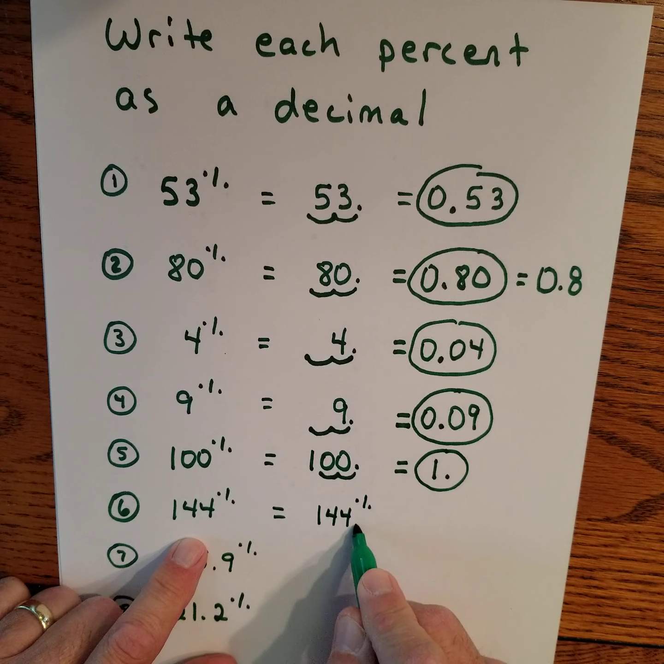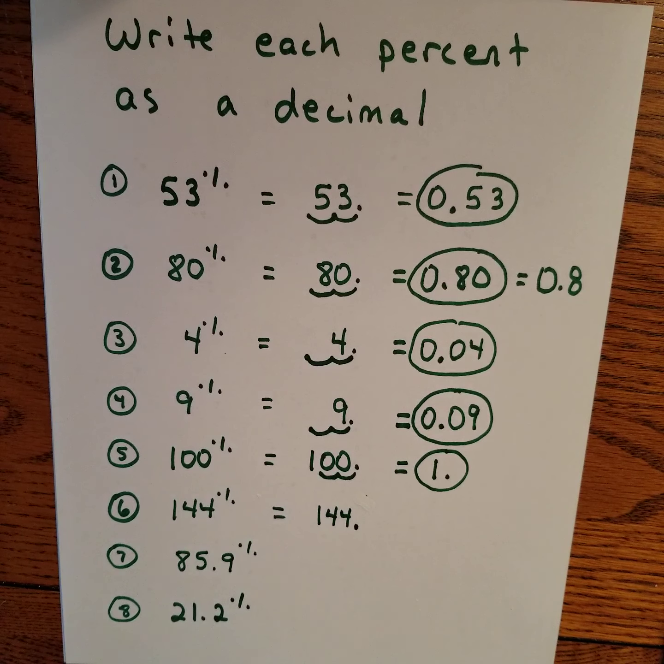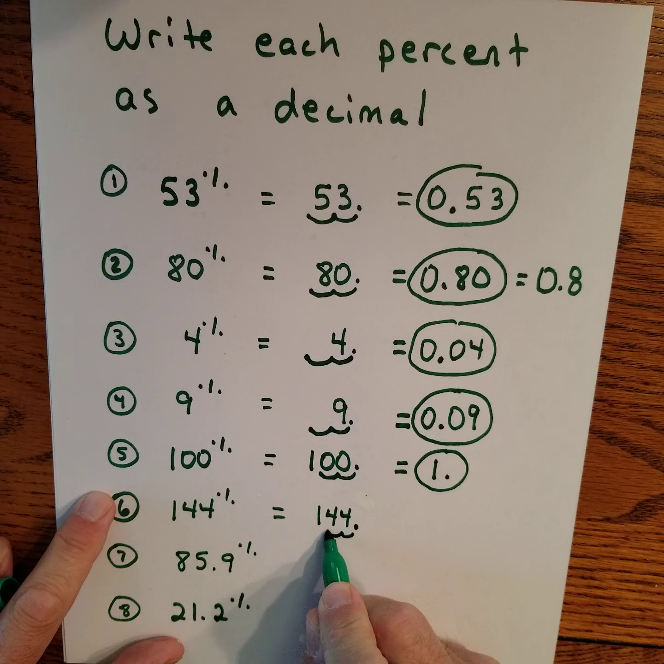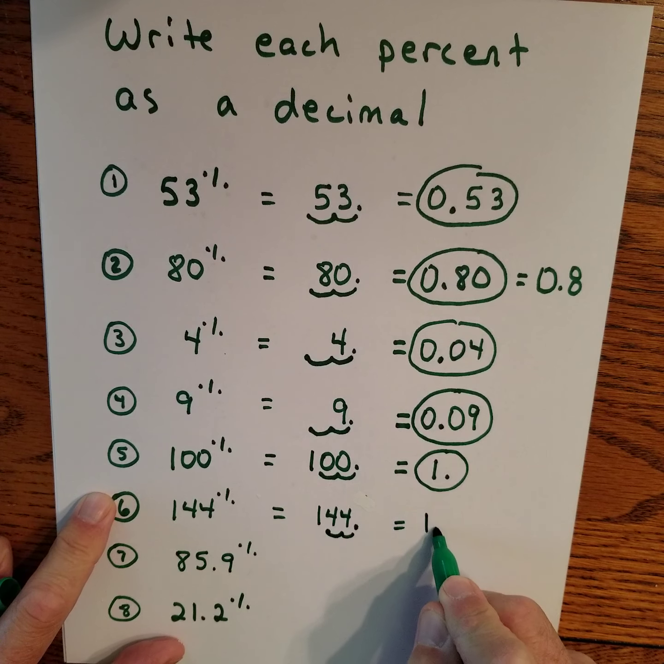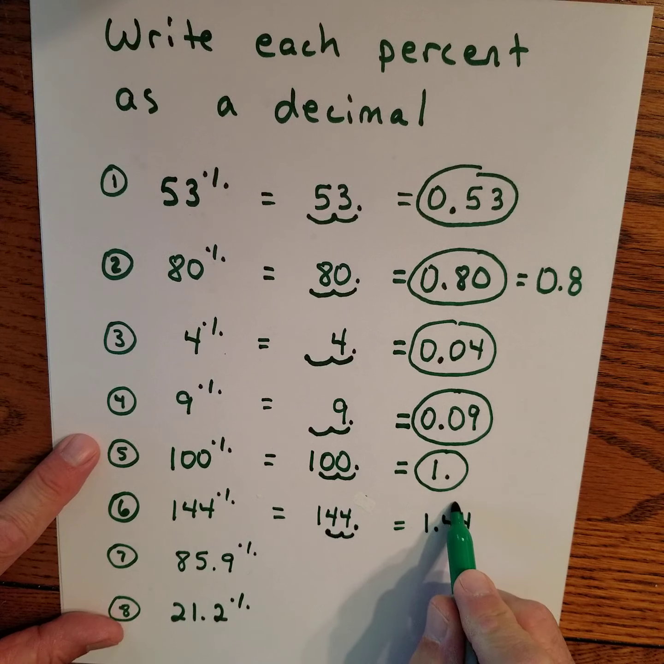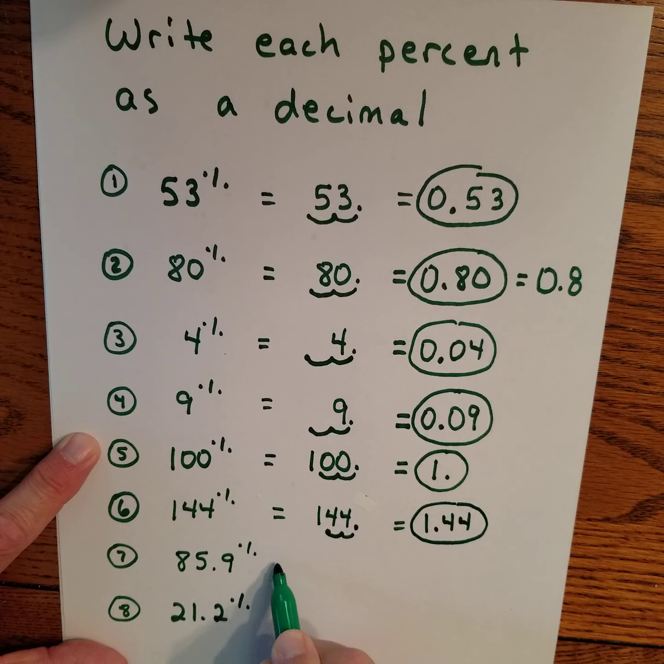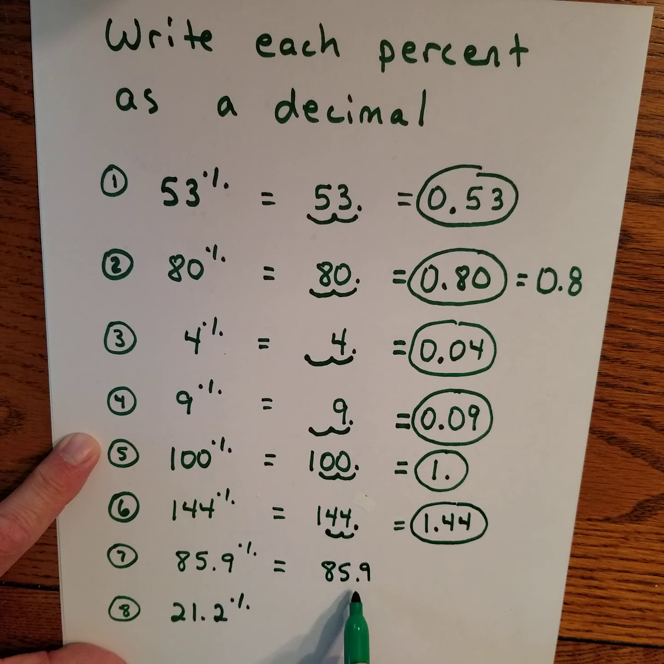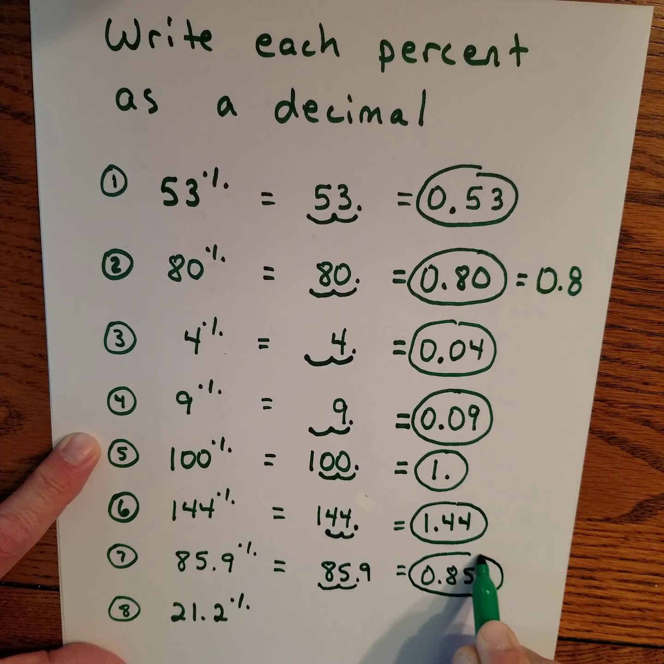144%. Again, I'm always going to move the decimal point 2 spots to the left. That'll put it between the 1 and the 4. 144% becomes 1.44. 85.9%, move that decimal point twice, becomes 0. The decimal point is right next to the 8, 0.859. When you work your homework problems, you write the problem down, put the answer next to it.